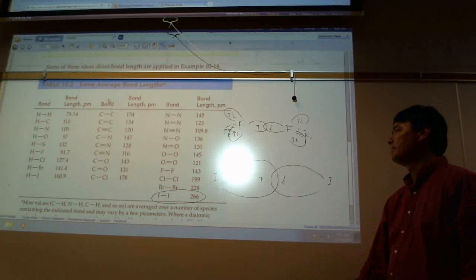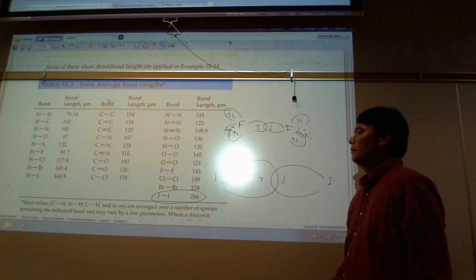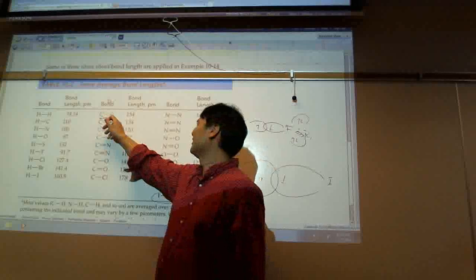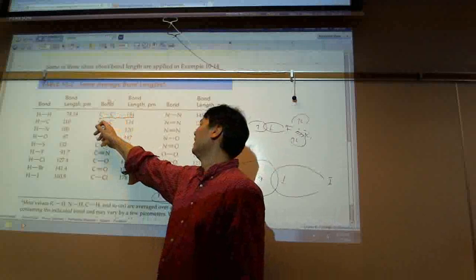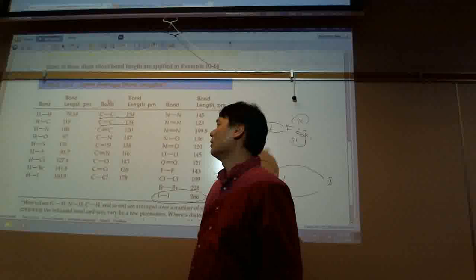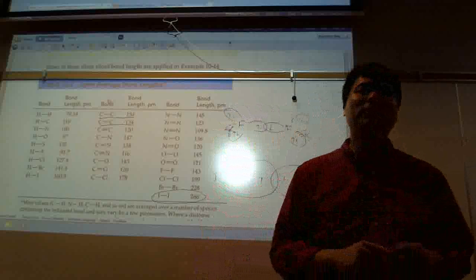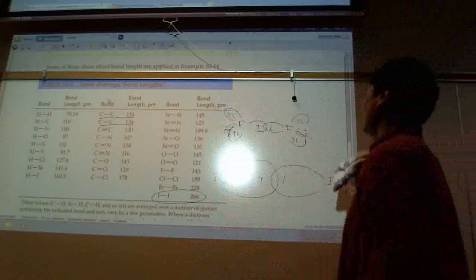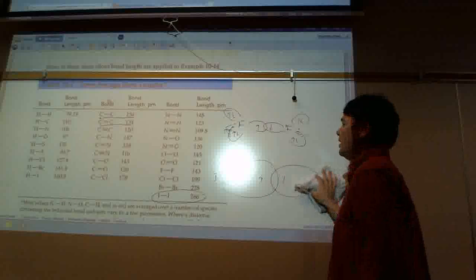Is that why we protect iodine? Yeah, that's why we protect it from light. Now, what you want to look at are some series here. For example, if you look at carbon-carbon single bond, 154, a double bond is 134. Did I draw the double bond already with the pp? I think so. Okay. What about a carbon-carbon triple bond? Let's draw that next.